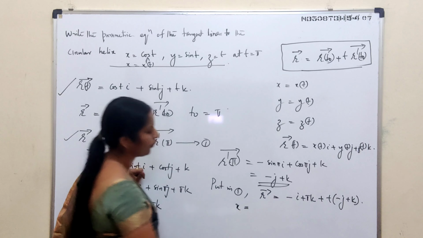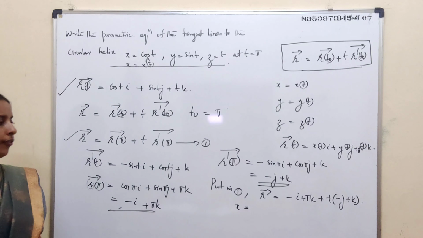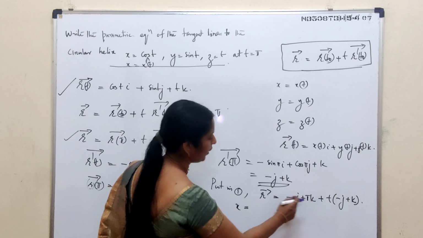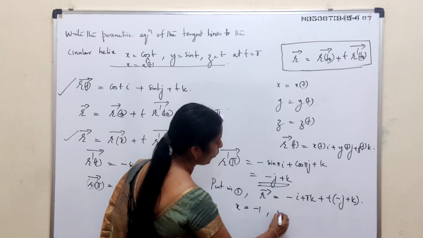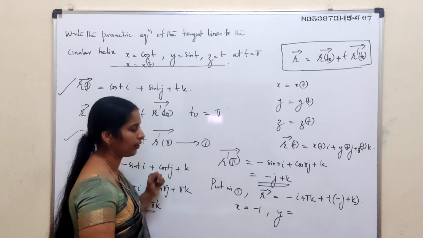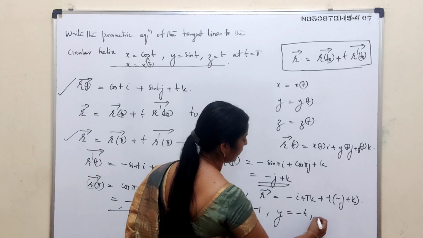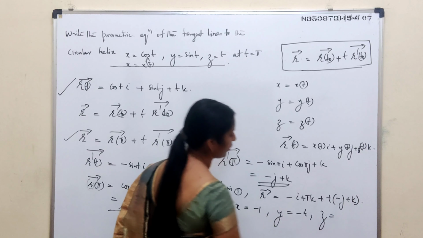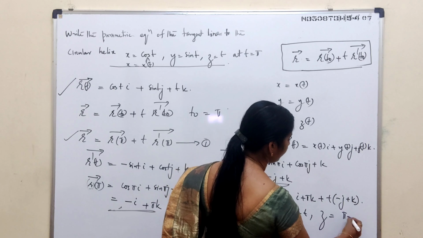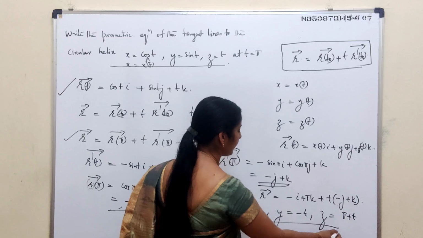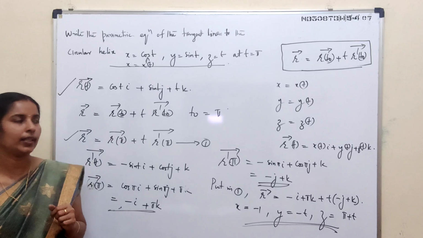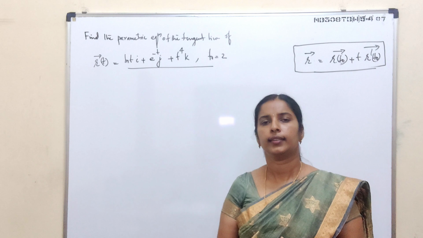x equal to, x is the coefficient of i. What is the coefficient of i? It is minus 1. y is equal to, y is the coefficient of j, it is minus t. z is equal to the coefficient of k, that is pi plus t. See, these are the parametric equations of the tangent line through pi.